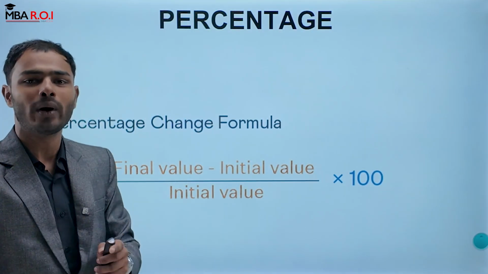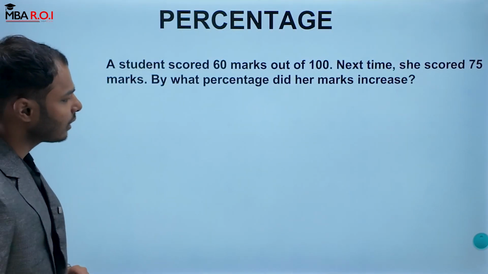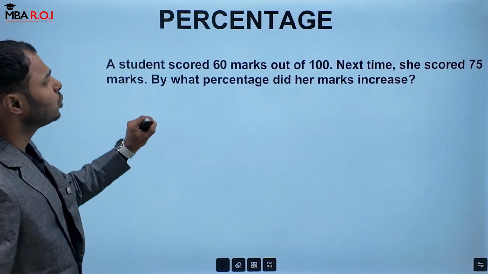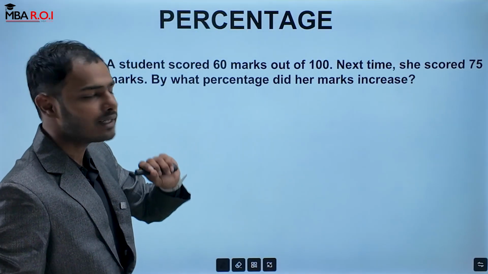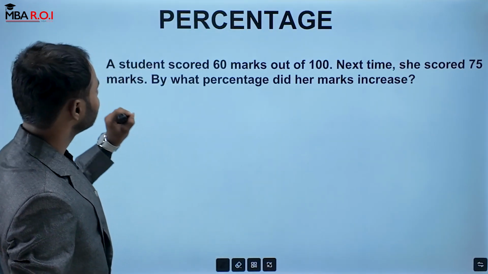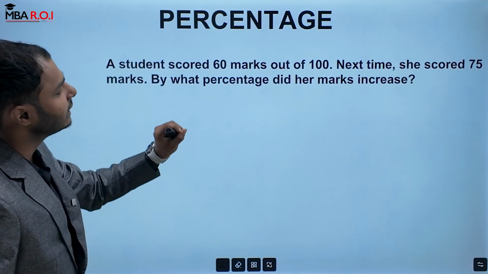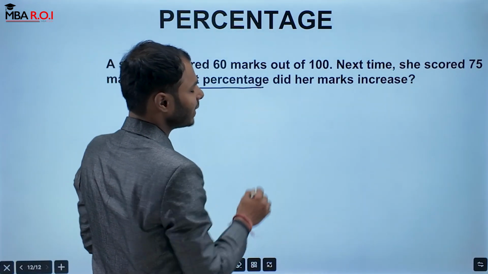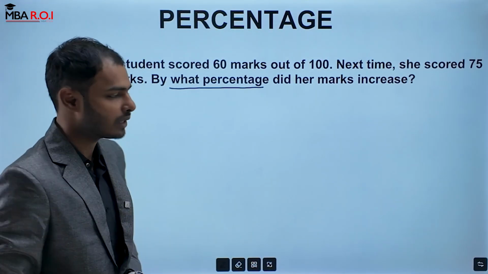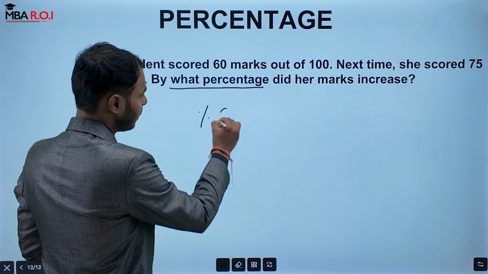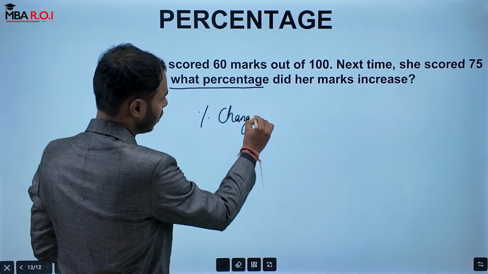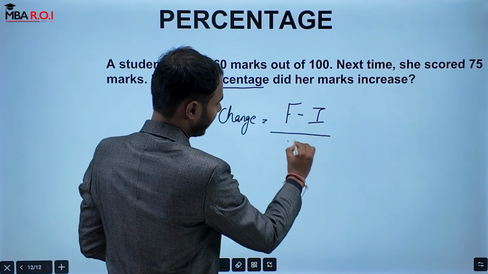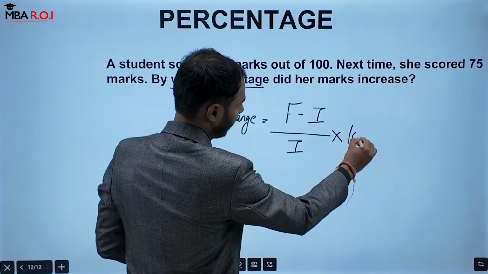So first let's try one question together. First we are going to read the question. The question says that a student scored 60 marks out of 100, and next time she scored 75 marks. By what percent did her marks increase? So what we need to find is the percentage change value. Again, the formula for percentage change is final value minus initial value, divided by initial value, into 100.